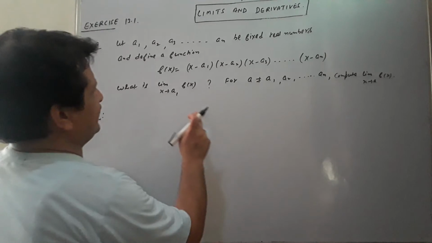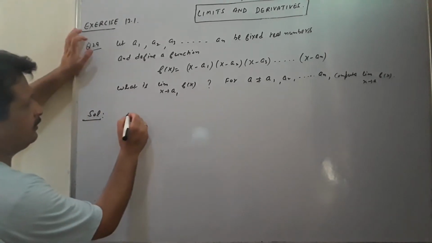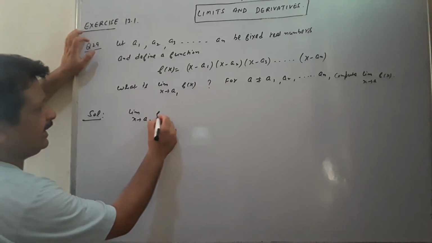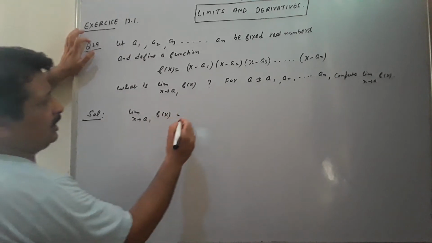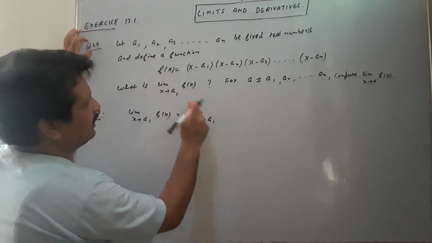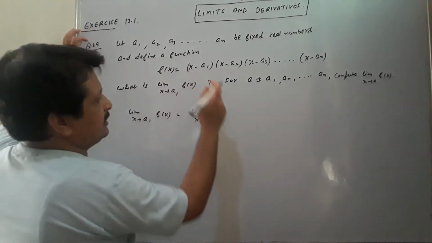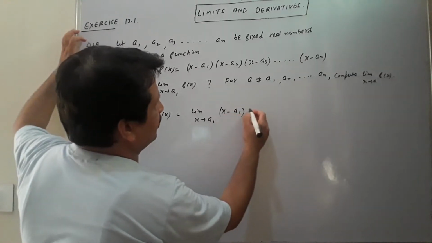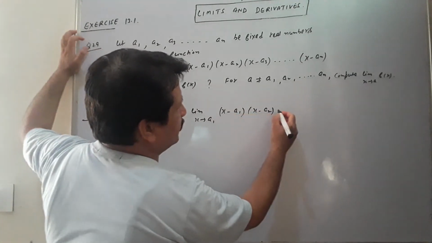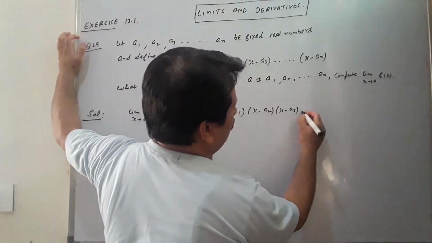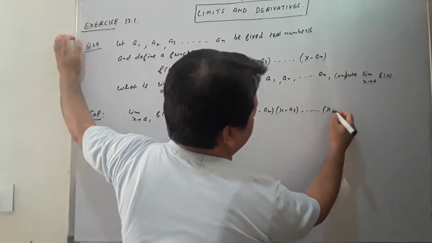Here students, what is given to you is the limit as x tends to a1 of f of x. Now students, limit x tends to a1, what is the function? This is the function, that is (x minus a1)(x minus a2)(x minus a3) and so on up to (x minus an).